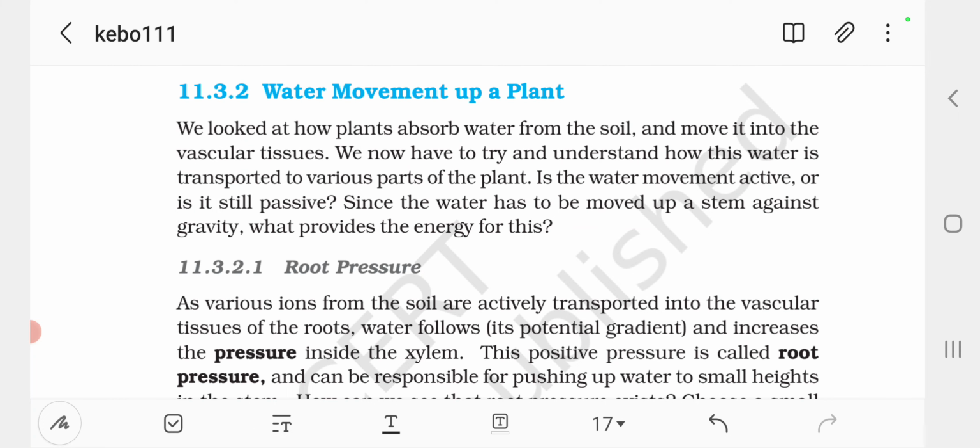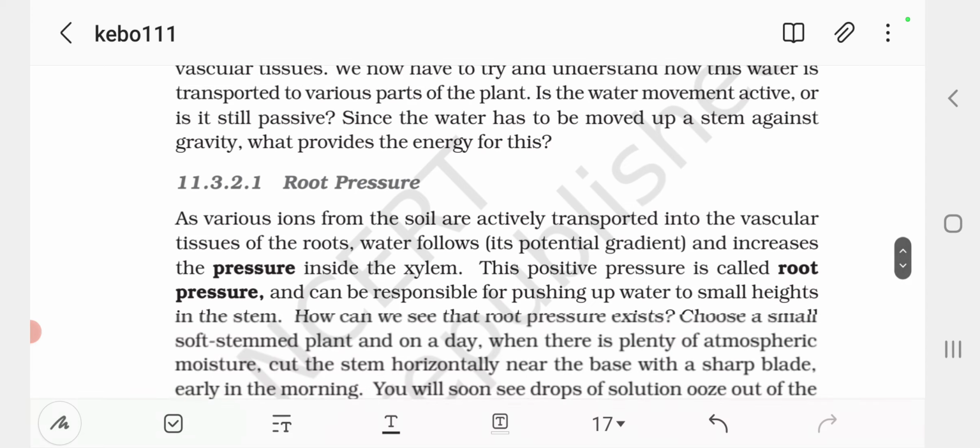We looked at how plants absorb water from the soil and move it into the vascular tissues. We now have to try and understand how this water is transported to various parts of the plant. Is the water movement active or is it still passive? Since the water has to be moved up a stem against gravity, what provides the energy for this?